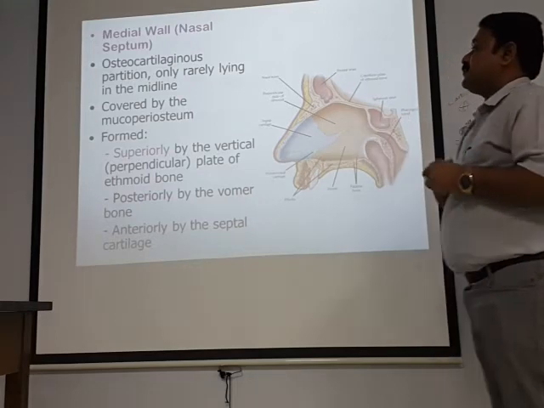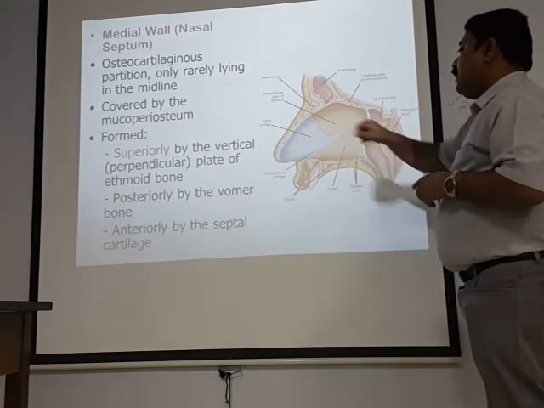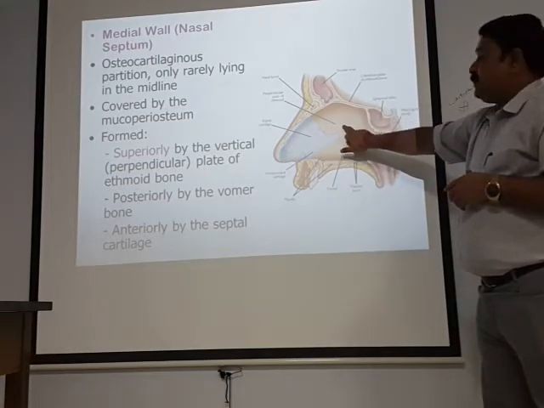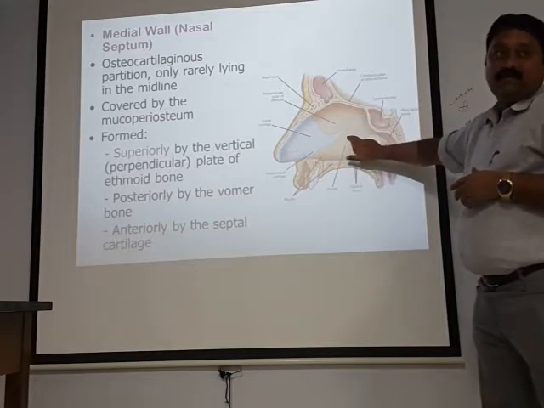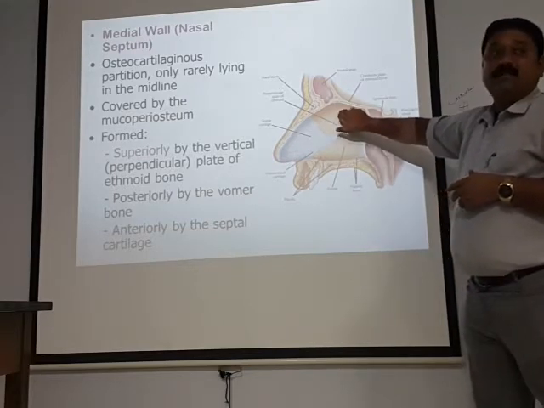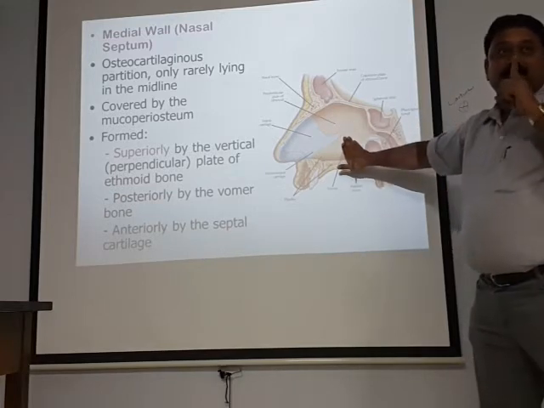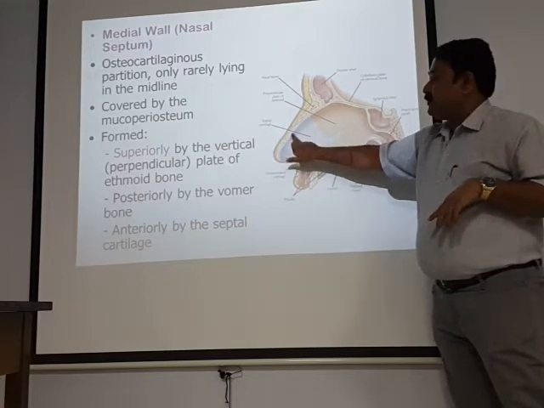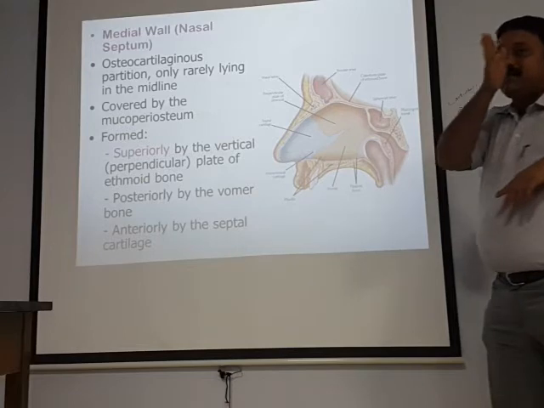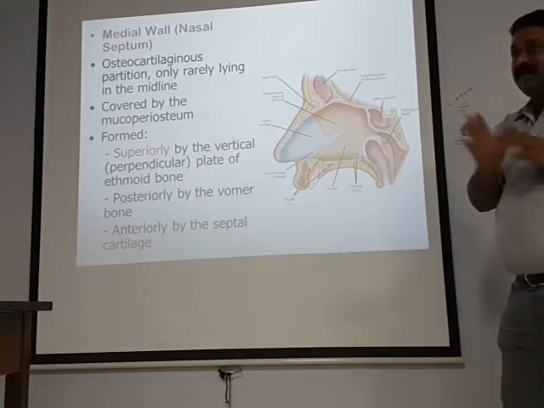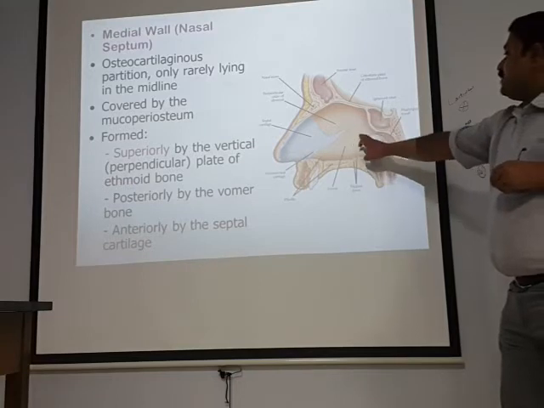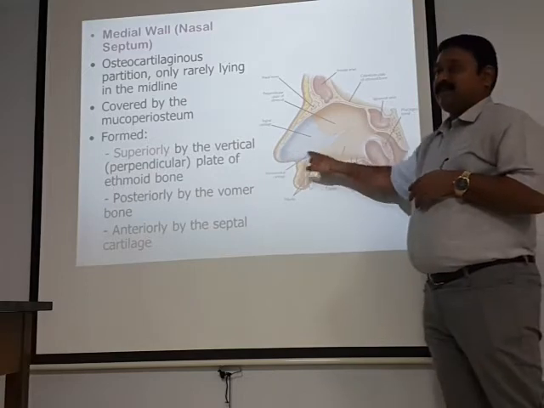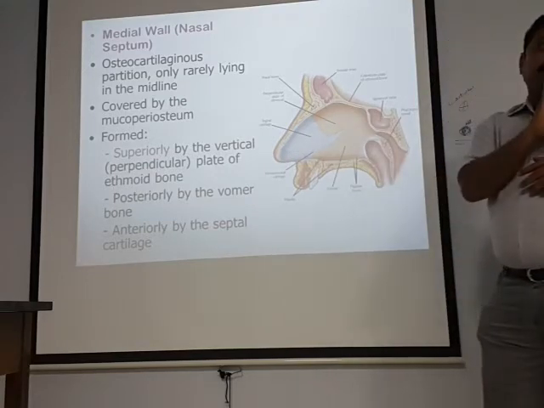The bony part is formed superiorly by the vertical or perpendicular plate of the ethmoid bone. And this bone is the vomer. So the vomer and the perpendicular plate of the ethmoid bone, and anteriorly it is formed by the cartilage. So the nasal septum is an osteocartilaginous partition. Is it clear? Yes. Posteriorly it is formed by the vomer bone, and anteriorly by the septal cartilage. So this is about the nasal septum. Is it clear?